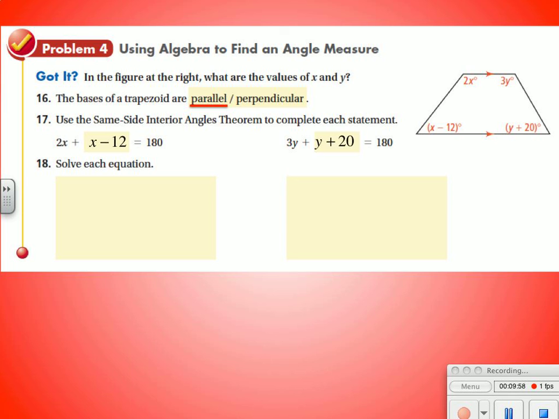So 2x plus x minus 12 equals 180. And then 3y plus y plus 20 equals 180 also. So we're going to solve each equation. I'm going to let you take some time to do that. It'll take you not too long to solve the first one. So you're going to solve 2x plus x minus 12 equals 180.